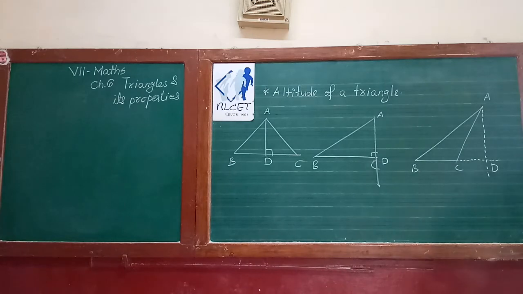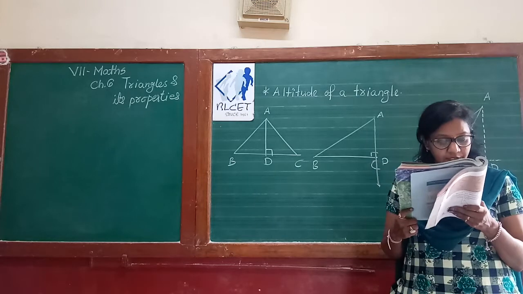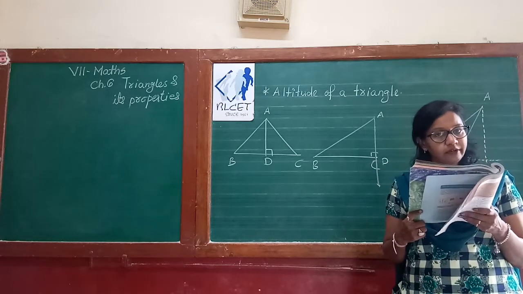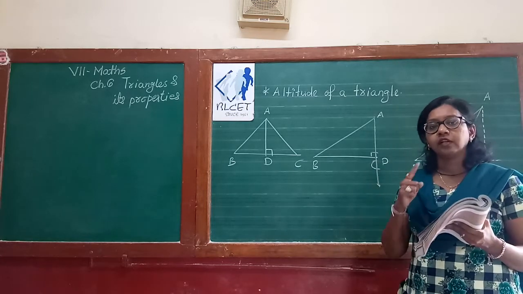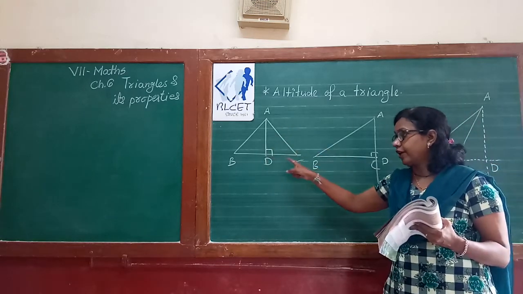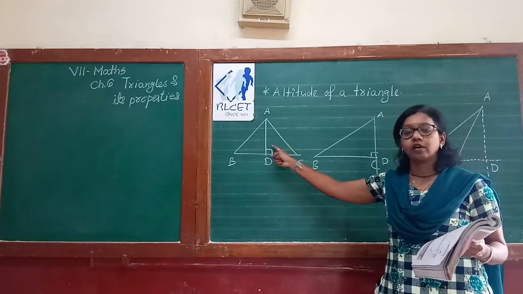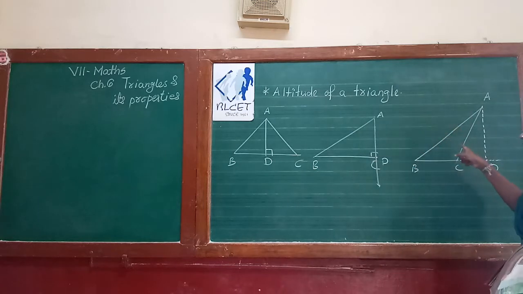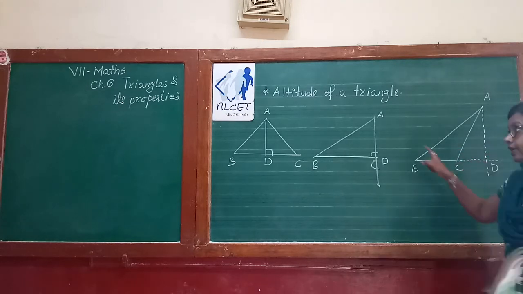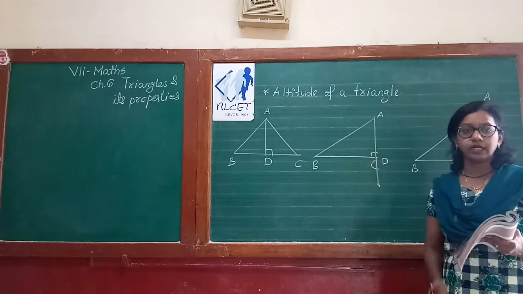Let's see. We have drawn the altitude. Now the next question is: will an altitude always lie in the interior of a triangle? Always? No. It is sometimes, not always. For an acute angle triangle, we get the altitude in the interior of the triangle. But for an obtuse angle triangle, we do not get the altitude inside the triangle. It is outside the triangle. And for a right angle triangle, the altitude is one side of the given triangle.